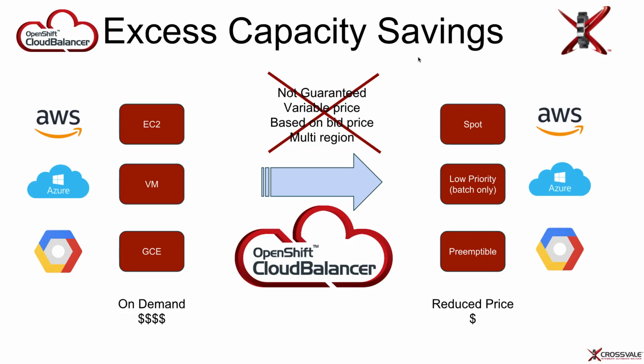What OpenShift CloudBalancer does is it solves this problem for you by constantly watching the lowest price, and then if an instance is about to be shut down, it automatically transfers your workloads into another provisioned instance somewhere else. So what that means is you're not having any service interruption while the shift in resources is going on behind the scenes.